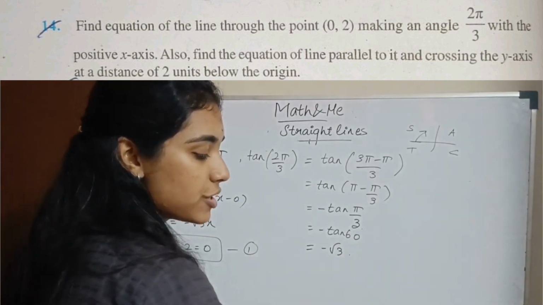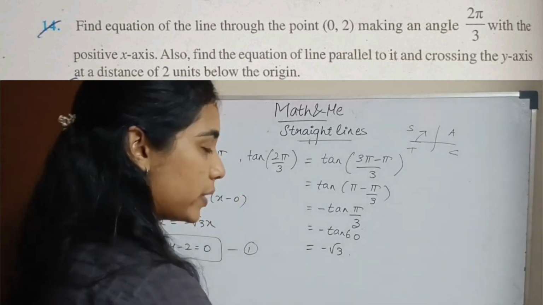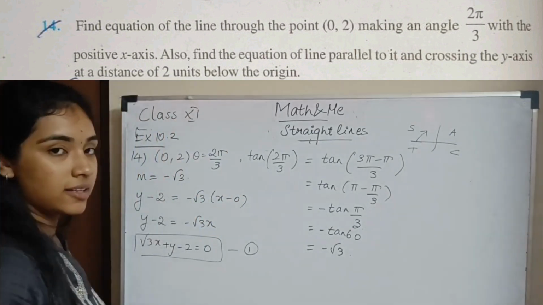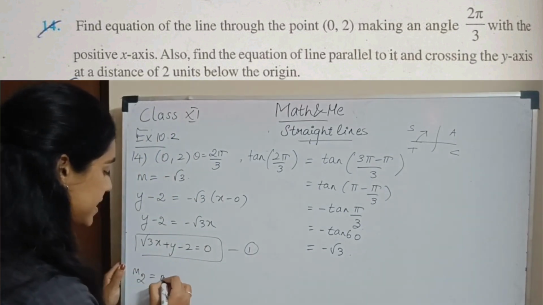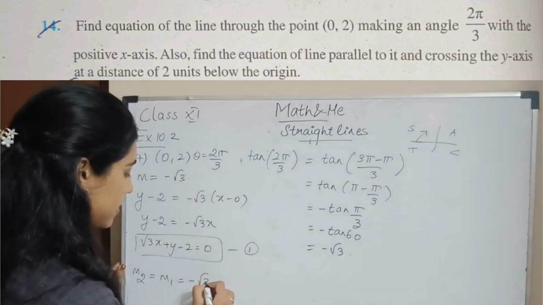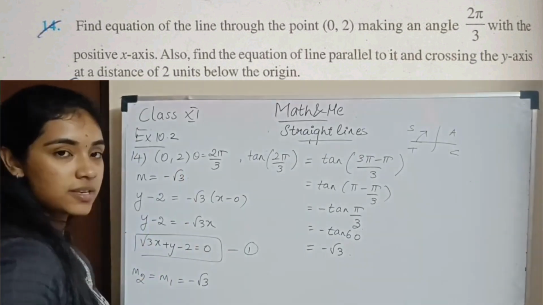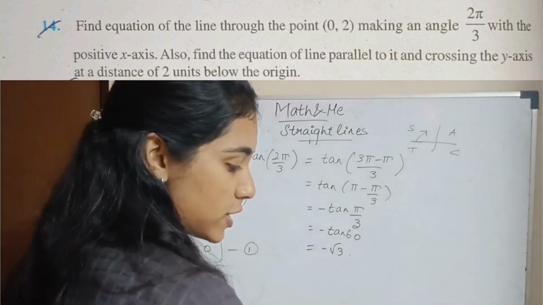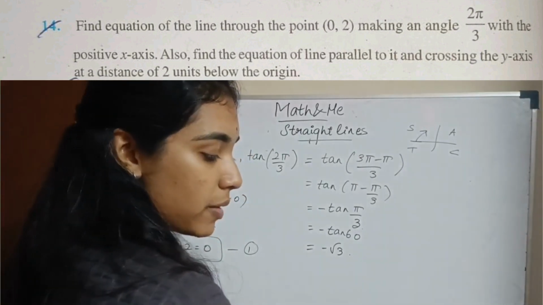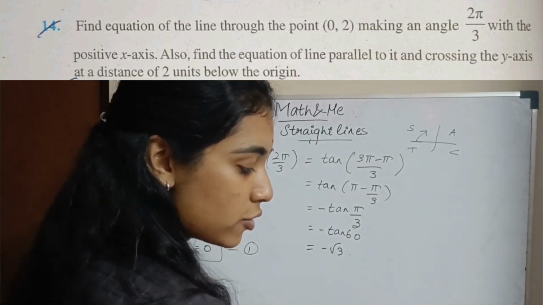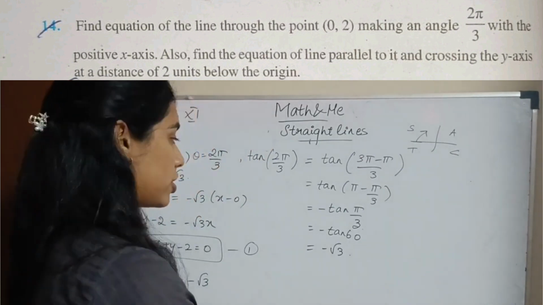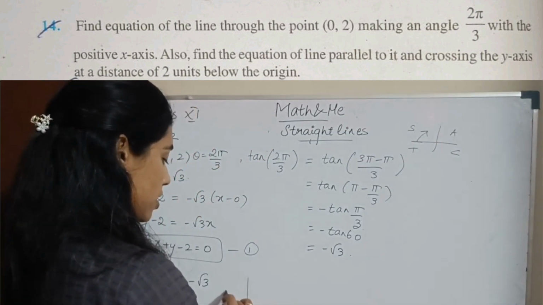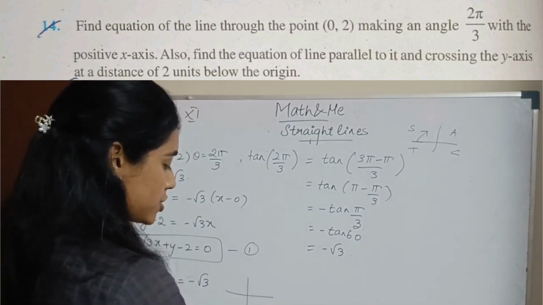Also find the equation of a line parallel to it. So they say that another line is parallel to this. So the slope would be the same as the slope of the first line, which is minus root 3. So the slope we have found out. Find the equation of the line parallel to it and crossing through the y-axis at a distance of 2 units below the origin. So it passes through the y-axis, which is 2 units below the origin.